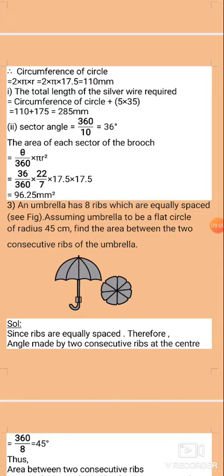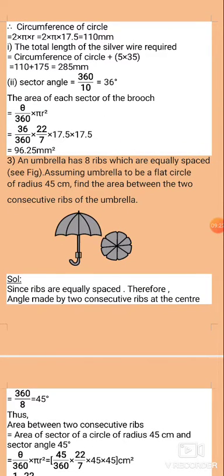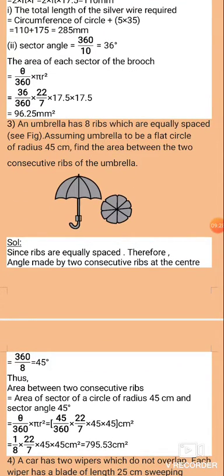Okay, so theta by 360 into what? Yes, pi r square. Now where theta is 45 degree and the radius is also 45. So 45 by 360 into pi r square, that is 22 by 7 into 45 into 45. At last what we get? 795.53 centimeter square.